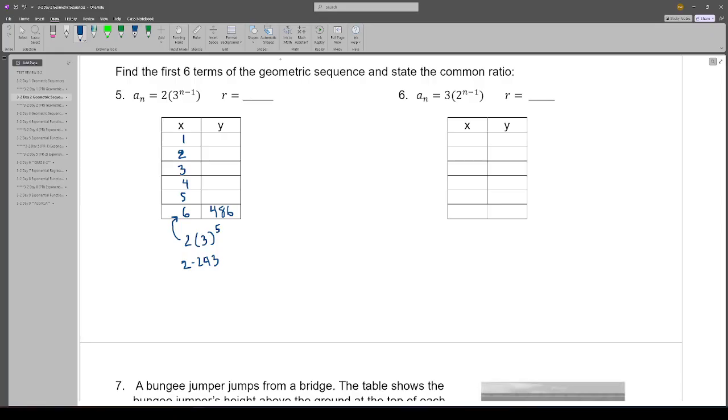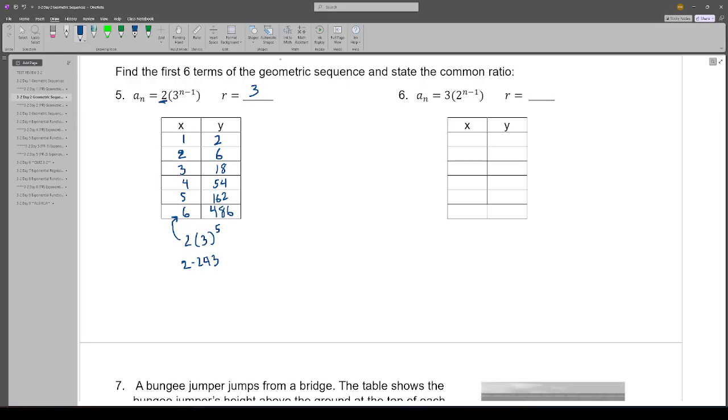So our common ratio here is 3. That's the thing we're multiplying by each time. Our first term of the sequence is 2. 2 times 3 is 6. 6 times 3 is 18. 18 times 3 is 54, and 54 times 3 is 162. 162 times 3 is 486, so that all looks good.